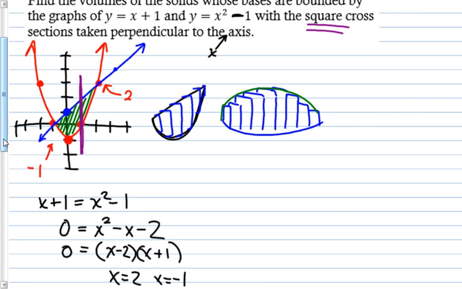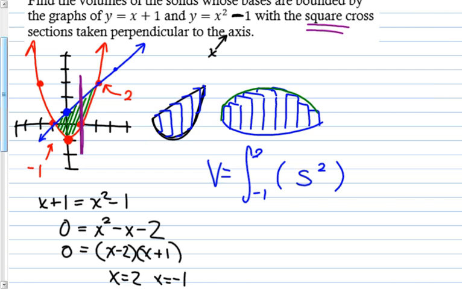Okay, so back to trying to find the volume. Volume is going to be the area of the cross section, and the cross section is a square. So the area of a square is the side squared, right? The side squared. And my limits are going to be from where the points touch to the other location where the points touch, -1 and 2.